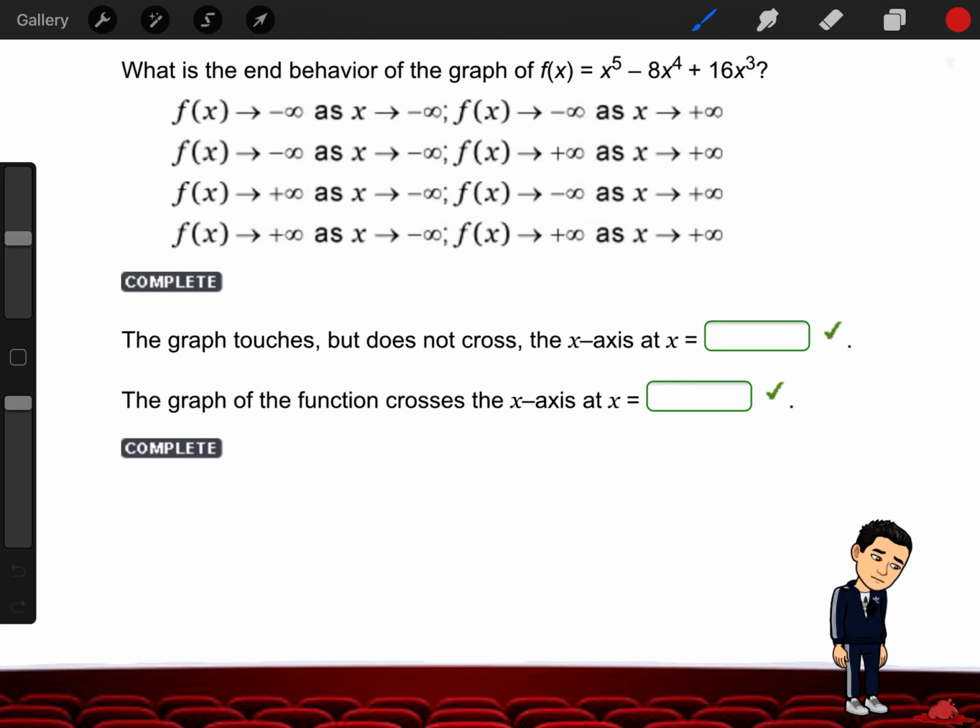All right, so what is the end behavior? All you need to do when you're talking about end behavior is look at the x to the fifth power. If x is approaching negative infinity, think of it, that negative value to the fifth power is still going to be negative, which means that your y is going to approach negative infinity.